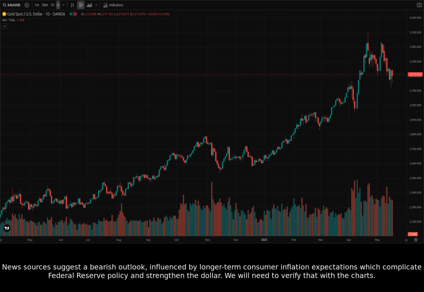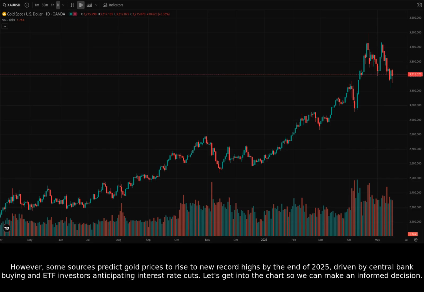News sources suggest a bearish outlook, influenced by longer-term consumer inflation expectations, which complicate Federal Reserve policy and strengthen the dollar. We will need to verify that with the charts. However, some sources predict gold prices to rise to new record highs by the end of 2025, driven by central bank buying and ETF investors anticipating interest rate cuts. Let's get into the chart so we can make an informed decision.